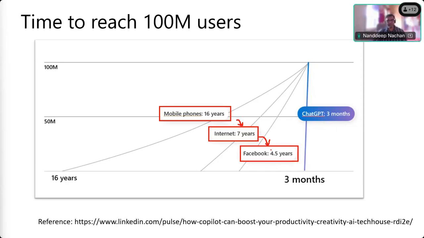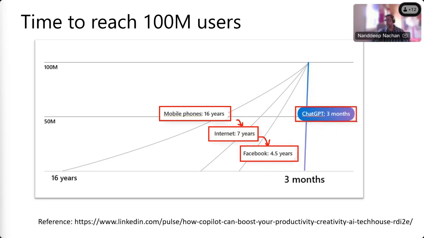Again, there were reasons: we had access to the internet, we had access to mobile phones, and the internet was part of mobile phones. So obviously, the time it took for Facebook to reach 100 million users was very, very less. It was just 4.5 years.